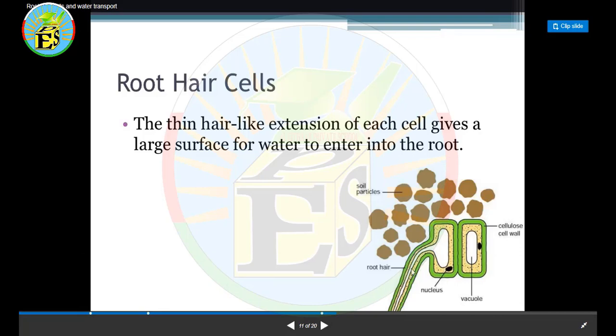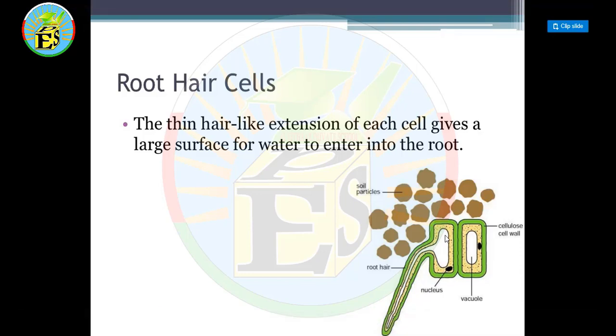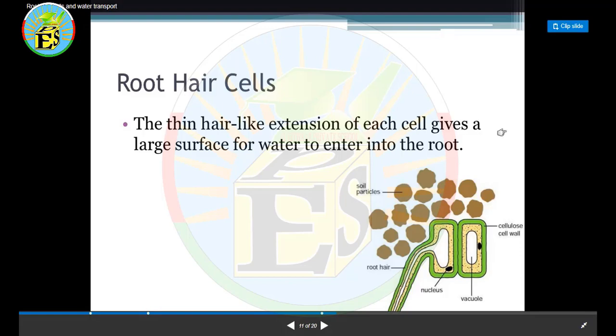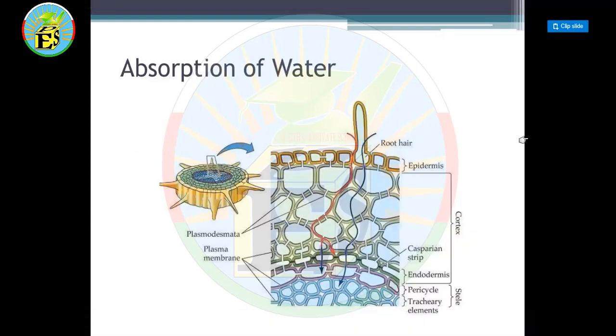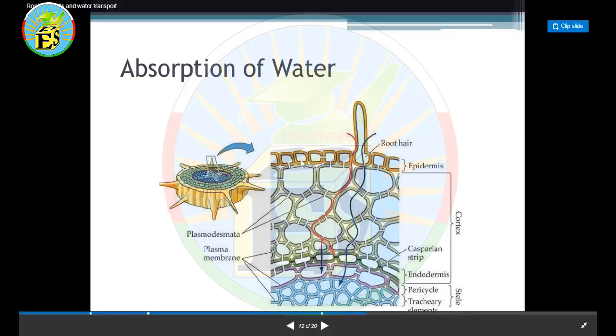What is the function of this? It gives water more surface to absorb, to go inside the cell. So actually this extension helps in absorbing a greater amount of water. Absorption of water. As you can see, this is the surface, this is the root here, and you can see these hairs.